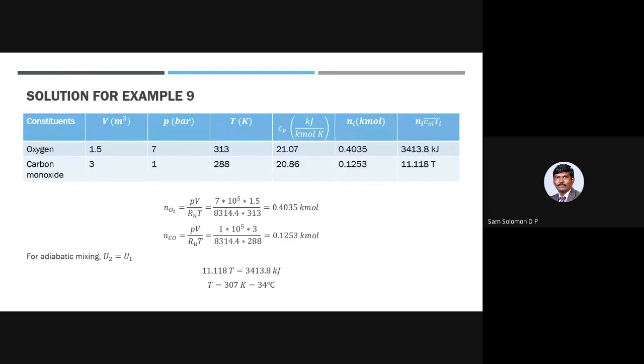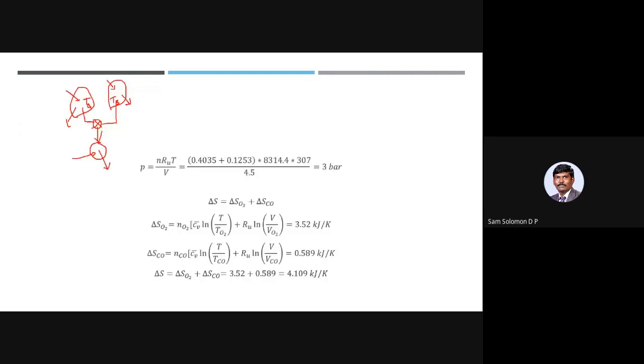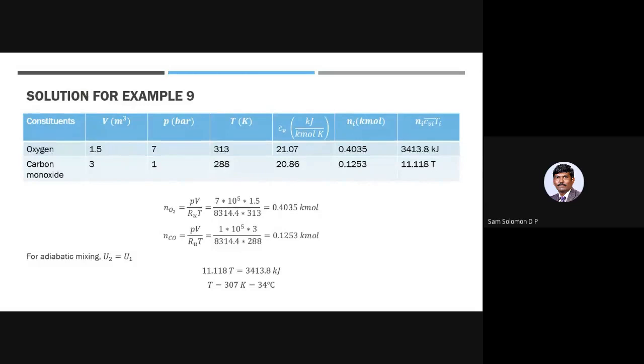And this is N of oxygen into CV, N of carbon monoxide into CV of carbon monoxide into T of carbon monoxide that is available. So what I have written on the table here is wrongly conceived. This value and this value which I have written doesn't match with this N i CVi Ti. So let's leave that and check if we are getting the same answer, 307 Kelvin, with reference to what we wrote in the previous slide.